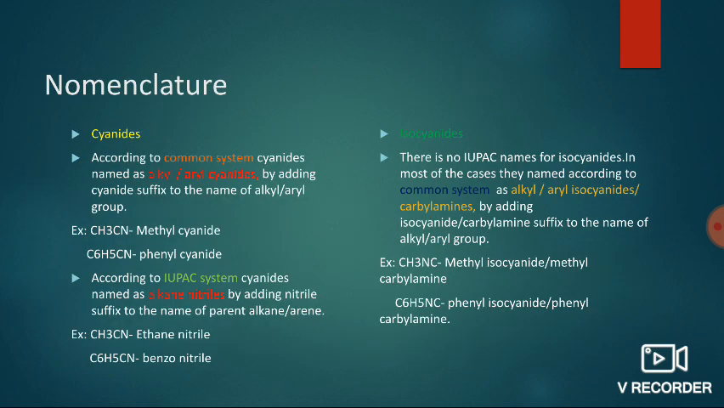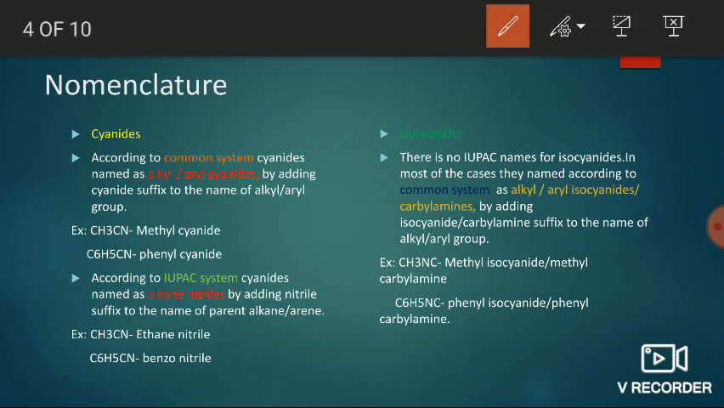Next, nomenclature of cyanides and isocyanides. If you observe the nomenclature of cyanides, generally there are two methods in order to name a given particular organic compound. The first one is the common system.